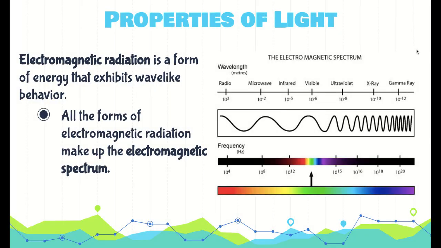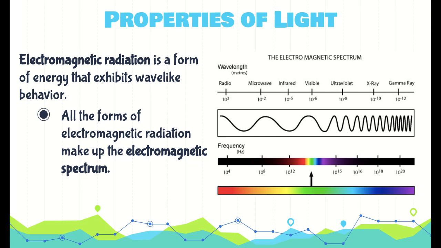So just to begin with our basic properties of light, I am sure that you have seen an electromagnetic spectrum at some point, and this is a nice example of one. When we look at electromagnetic radiation, it's really just a form of energy that is moving and it has wave-like behavior. All of the different types of electromagnetic radiation make up our electromagnetic spectrum. When you see this picture here on the right, it starts at radio waves.